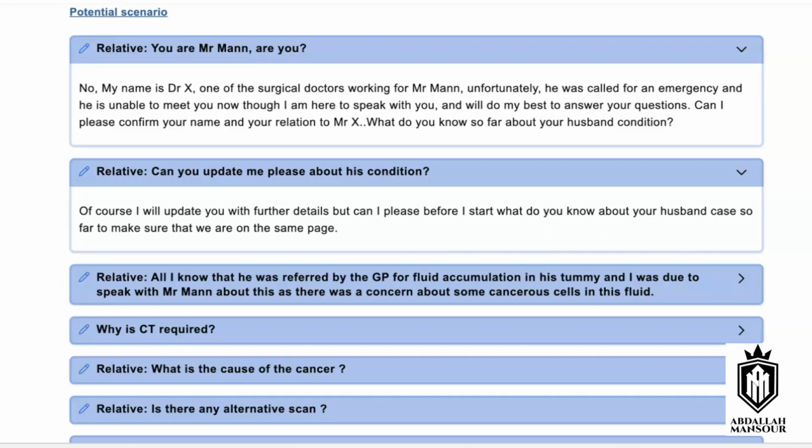But yes, there are some cells which could be cancer. So what type of cancer is that? Is it liver cancer or bowel cancer? What kind of cancer is it at this point of time? I'm not sure about it, and for that, in order to see what type of cancer, we are doing a CT scan. What do you mean you're not sure?